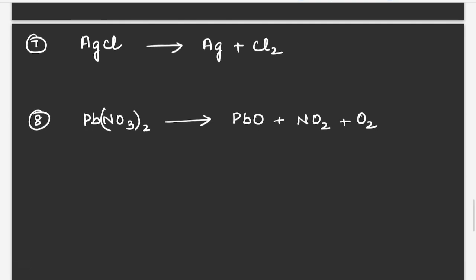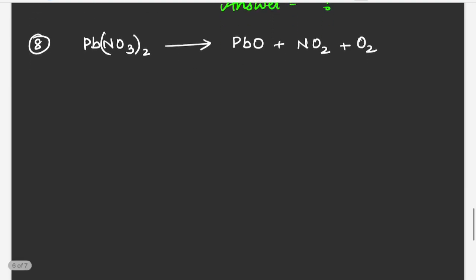Next we will take this example, a very simple one. Ag is nothing but silver. Silver chloride is broken to silver and chlorine. Students, this is very easy. I want you to try and write the answer in the comment section. What is your answer for this? Write in the comment section. Next we will go for the 8th one. Students, this is very important. These questions are often asked in your board examination.